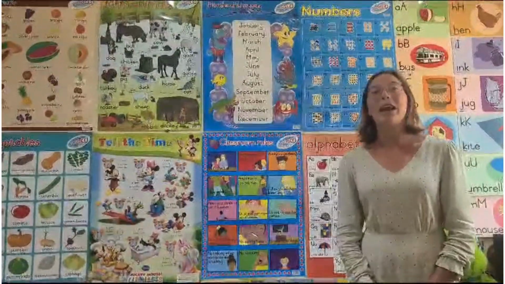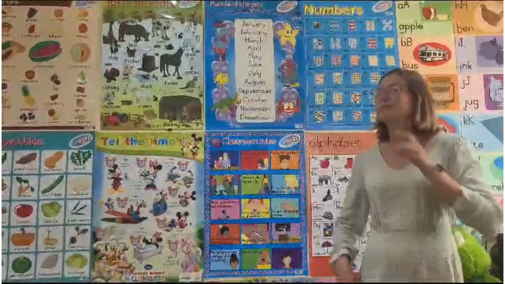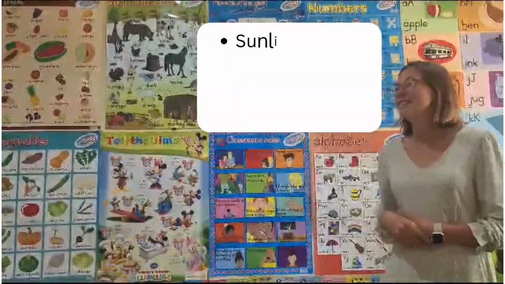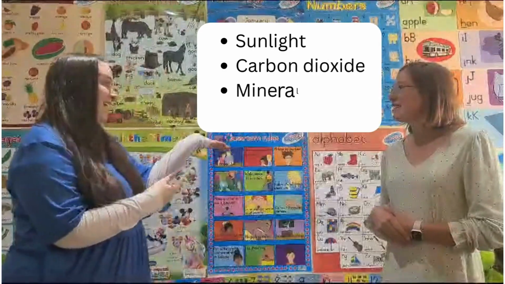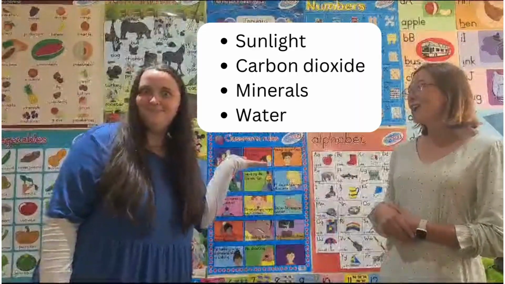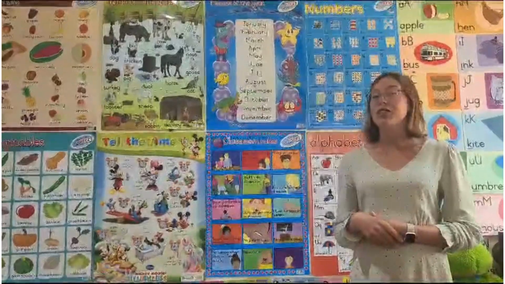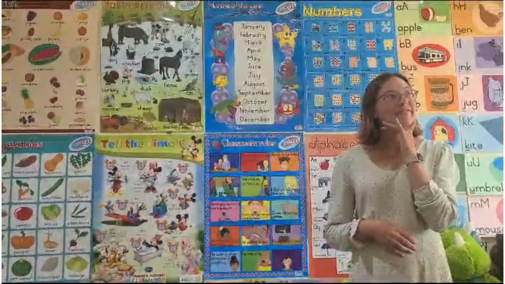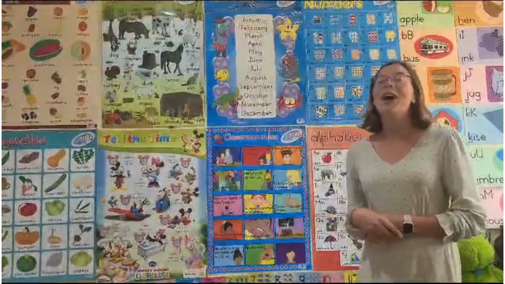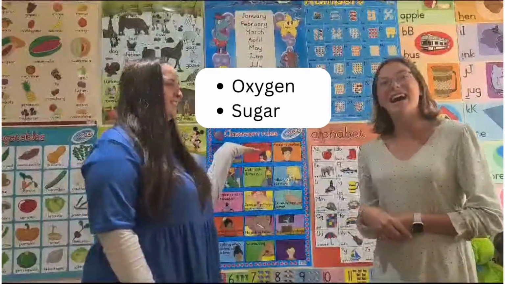Can you name the 4 input components of photosynthesis? Let's think. Teacher Dana, can you help? Of course: sunlight, carbon dioxide, minerals, and water. Thank you. Well done. Last question. Do you know the 2 output components of photosynthesis? Let's think. Teacher Dana, can you help? Oxygen and sugar. Well done, guys.